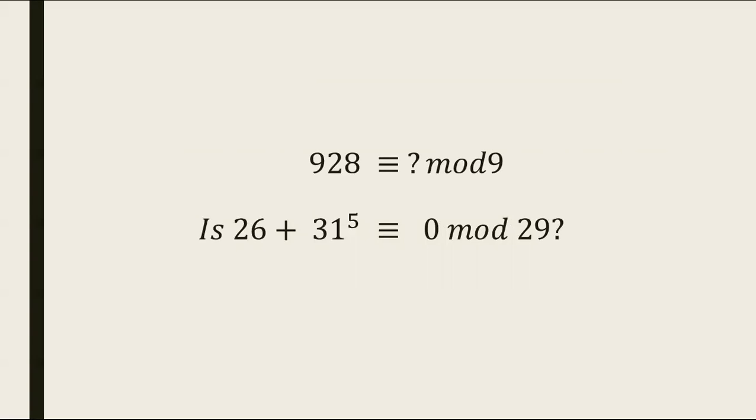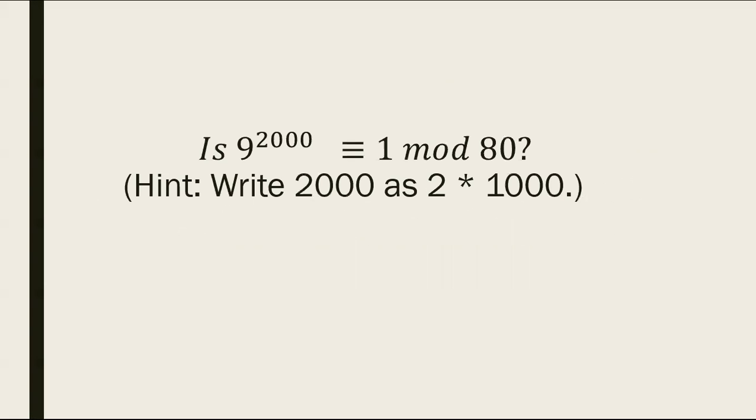Now you would simply solve these sort of questions, that what will be the remainder if you divide 928 by 9, or simply saying 928 is equivalent to what under mod 9, and similarly for the rest of the numbers.